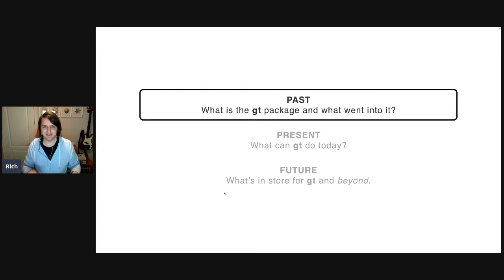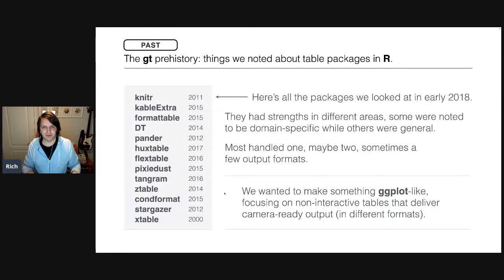So let's go into the past just for a little while. So way back in 2018, early 2018, we looked at a number of table packages available in R. I was surprised. There were quite a few. I thought there were 5. There were more than that. So we looked at all of them, and we noticed they had strengths in different areas. Some were known to be a bit domain specific, heavy on the stats summary stuff, while others are more general. You can just do whatever you want. We noticed that most handled 1, maybe 2, sometimes a few output formats. So I'm talking about HTML, just text, LaTeX, stuff like that.